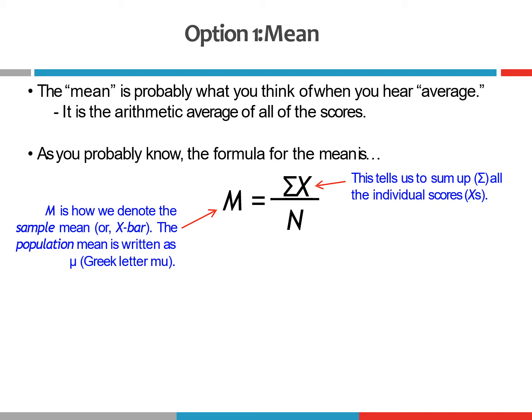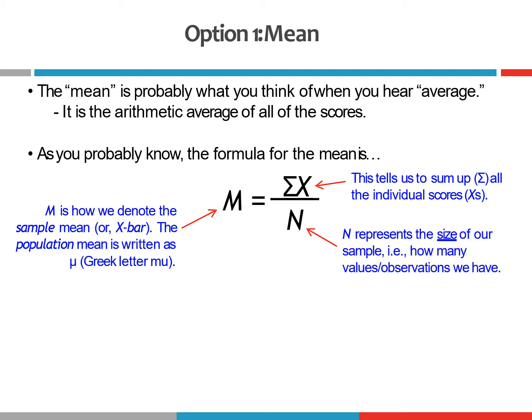So to get our mean, we add up all of the values of X and we divide it by the size of our sample or the number of values or observations that we have. So if we have 50 exam scores, we would divide our summed up individual scores by 50. And the size of the sample or the number of data points that we have is represented as the letter N.